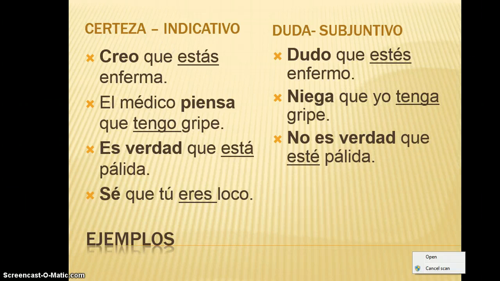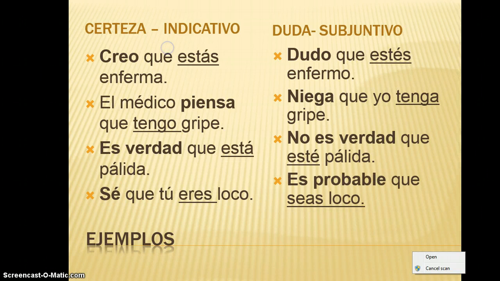No es verdad que. So by simply adding no to the sentence, it becomes subjunctive. Es probable que. Es probable is an impersonal expression. Impersonal expressions use subjunctive as long as they do not express truth. For example, es verdad and es seguro and es cierto.